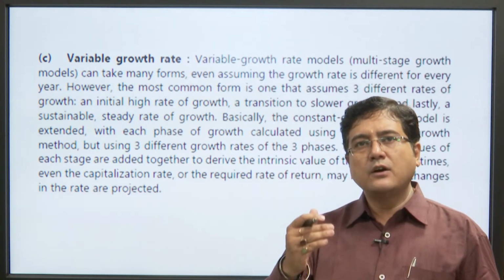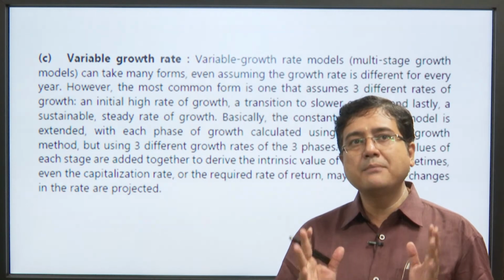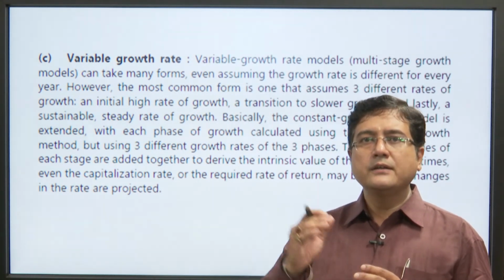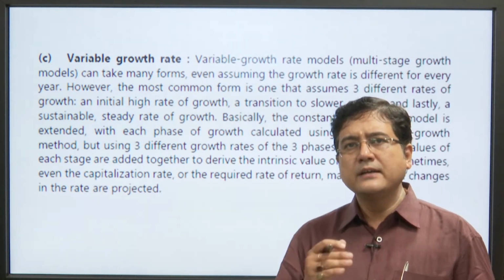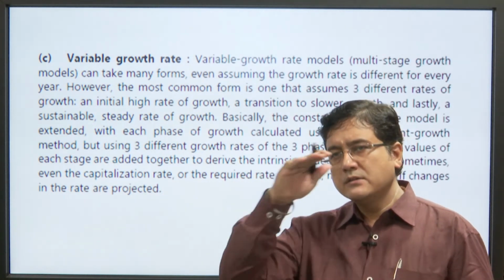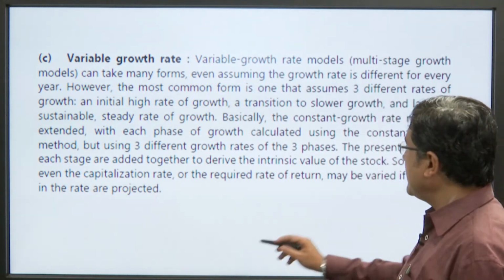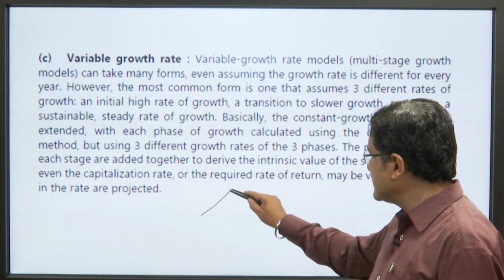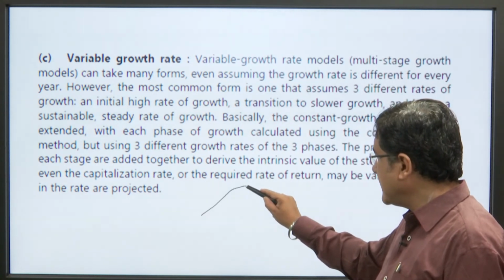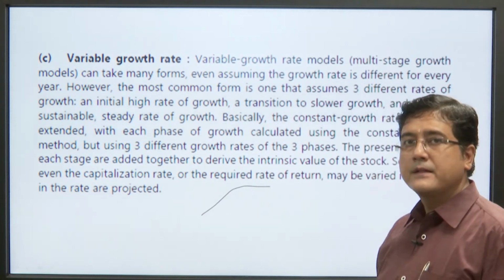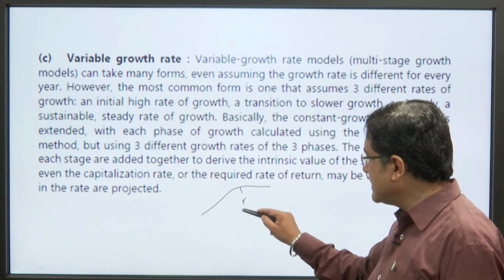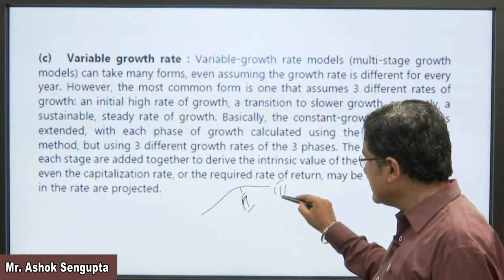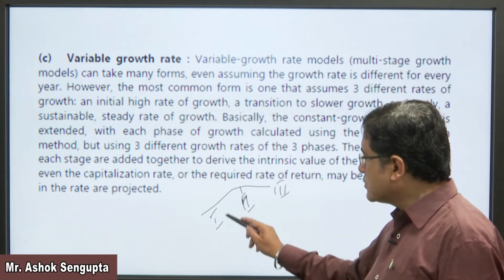So, the third model is the multiple or variable growth rate, where initially we have a high growth rate, then a transition to a slower rate, and then a sustainable growth rate. If we represent it graphically, initially the growth rate is high, then it declines, and then it is steady. This is the first phase, this is the transition period, the second phase, and this is the third phase.